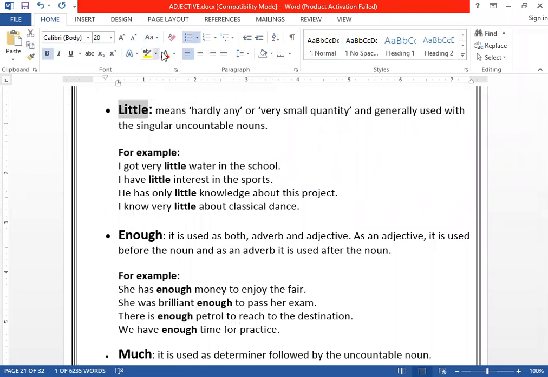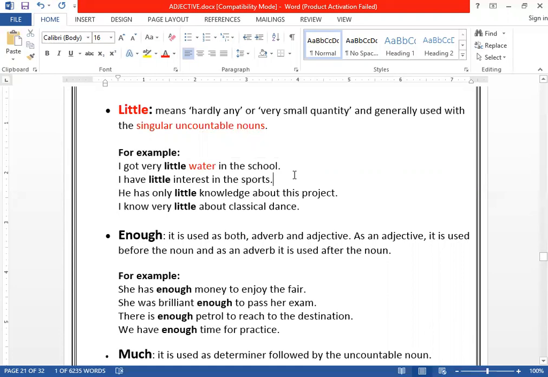We have little, clear. It means hardly any or a very small quantity. Little means a very small quantity. Again, it's called a quantity adjective, clear. Used with singular uncountable nouns. It is not used with countable nouns. Little is used with non-countable nouns.